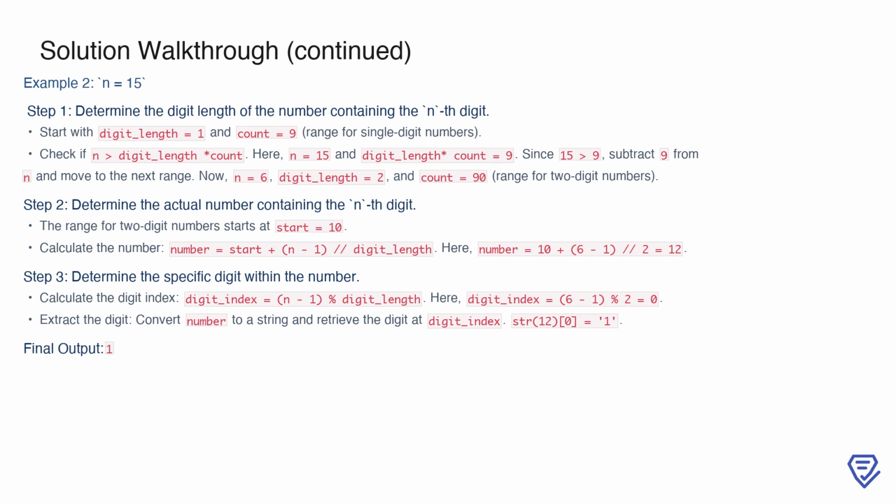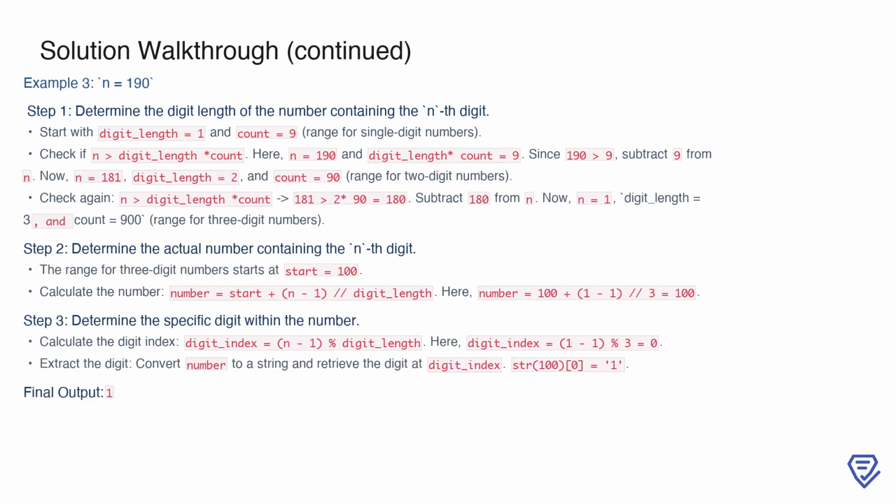Finally, we determine the specific digit within this number. The digit index is found by calculating (n - 1) modulo the digit length. Substituting the values, we get (6 - 1) modulo 2, which equals 0. Converting the number 12 to a string, we access the digit at index 0, which is 1. Thus, the output is 1. Now, let's consider the 190th digit. We start by determining the digit length of the number containing this digit.